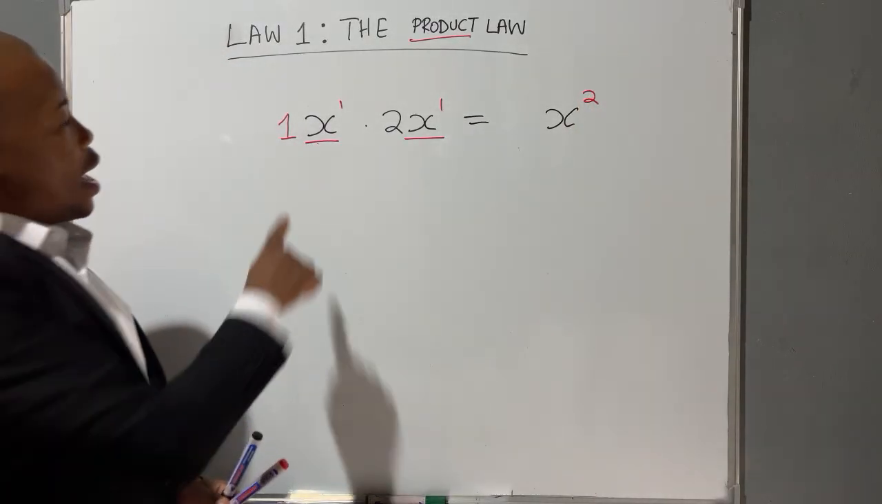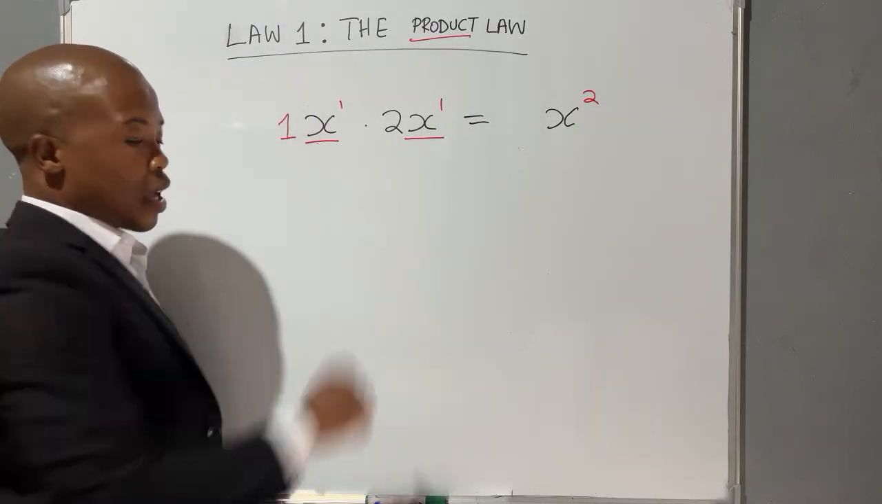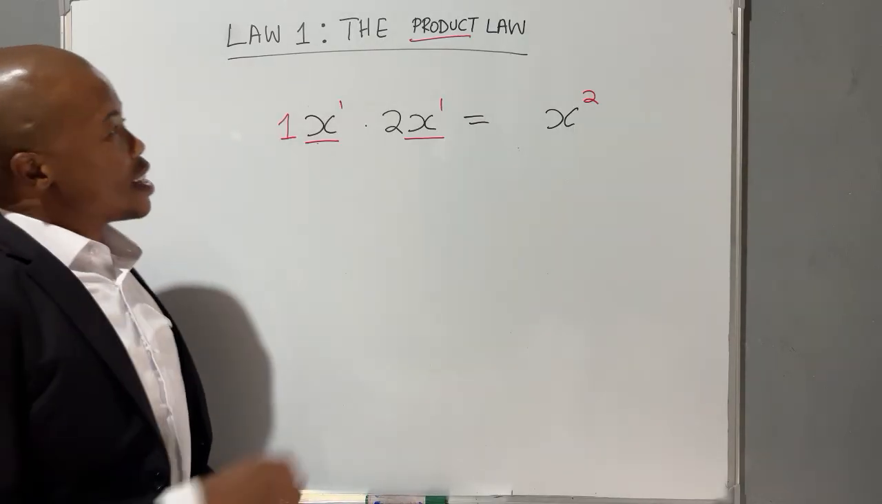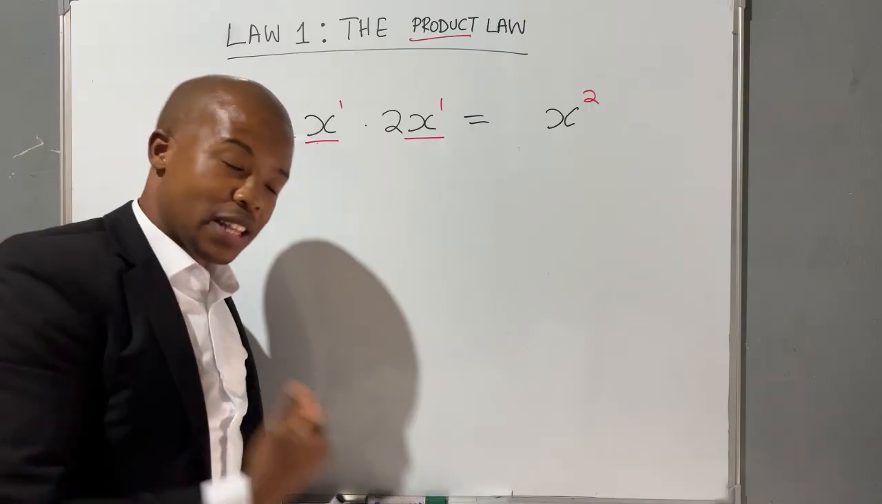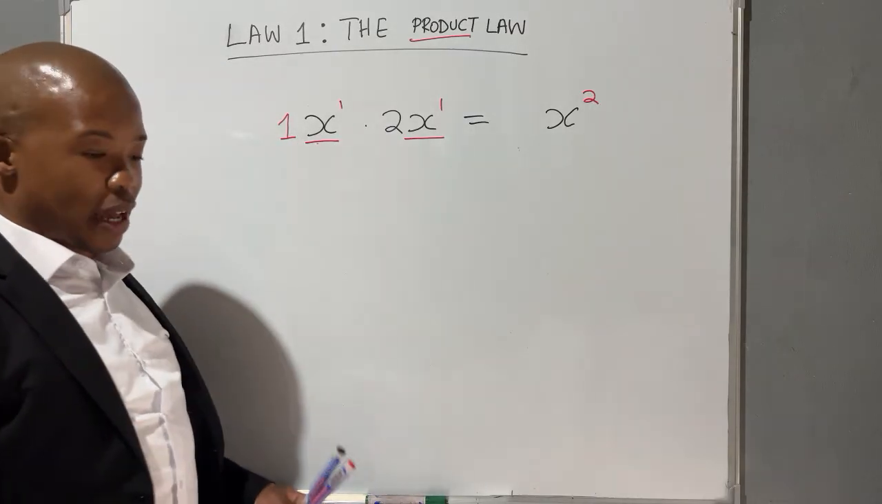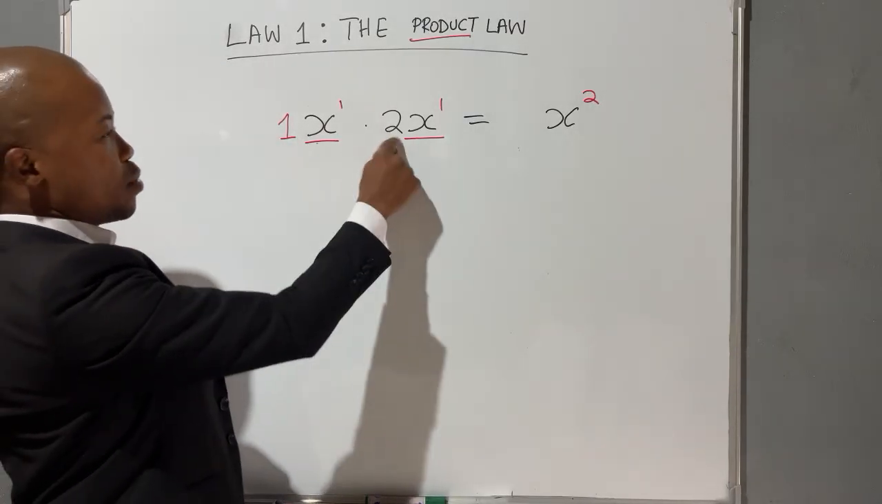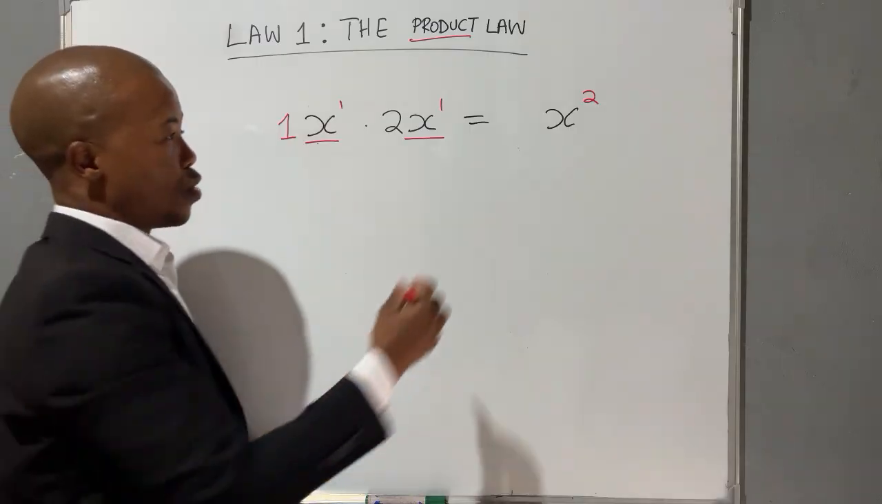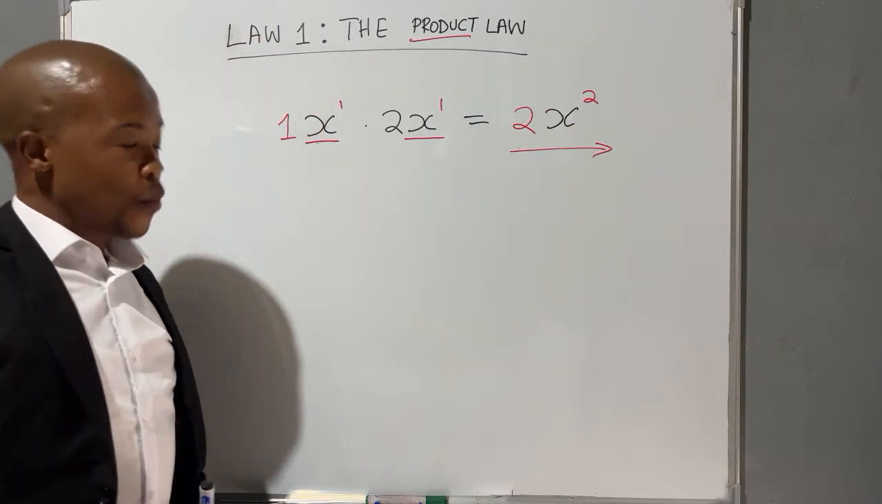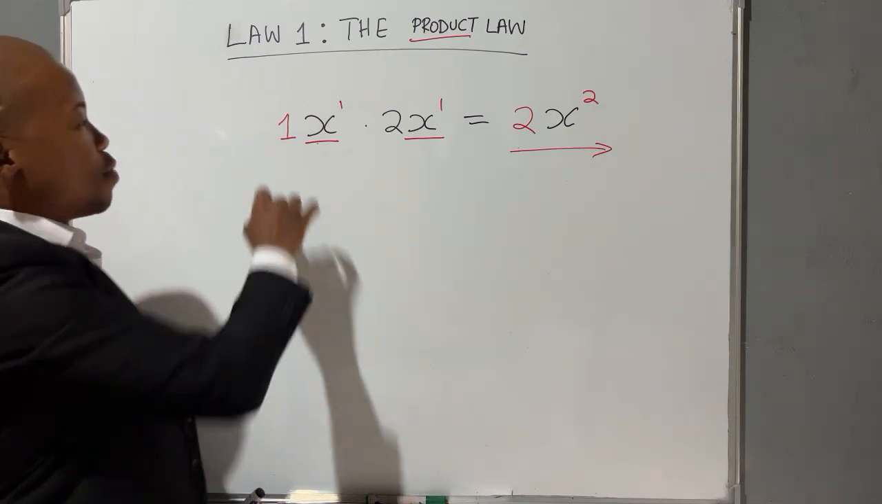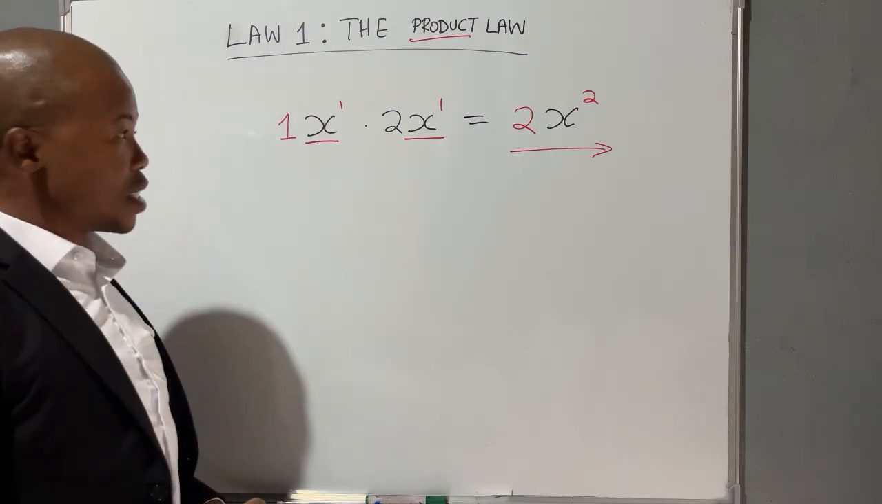Now, as for the coefficients, since they are not the same, we multiply them the way we usually multiply them, which is going to be 1 times 2. And in this case, it's going to give you what? 2. Then this is your answer, right? Now, let's look at it if maybe the coefficients are the same.